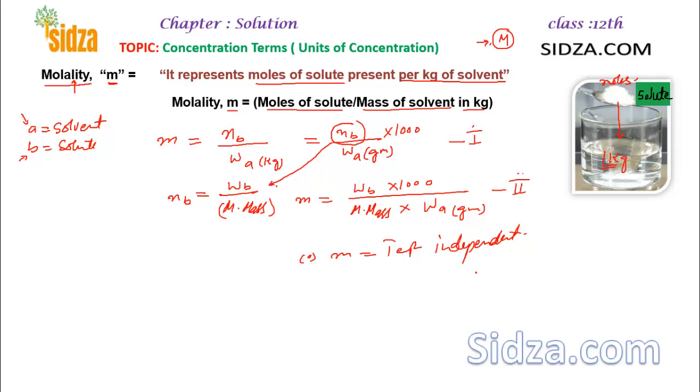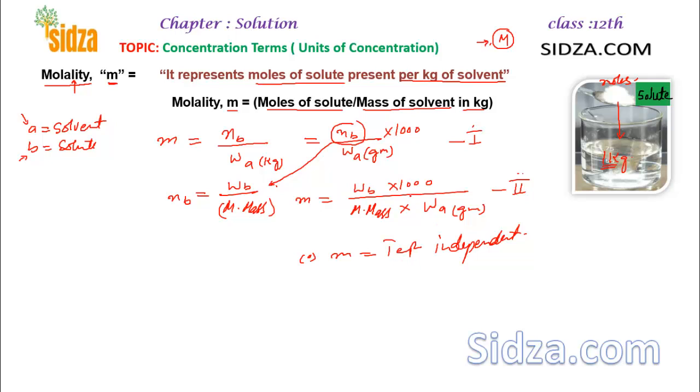If you see, the volume changes with the temperature, correct? That's why the molarity can also change with the temperature. That means molarity is a temperature dependent term, while molality is temperature independent. It doesn't affect, right? Temperature doesn't affect the molality.